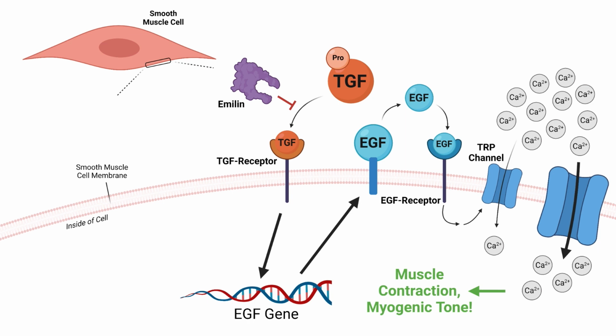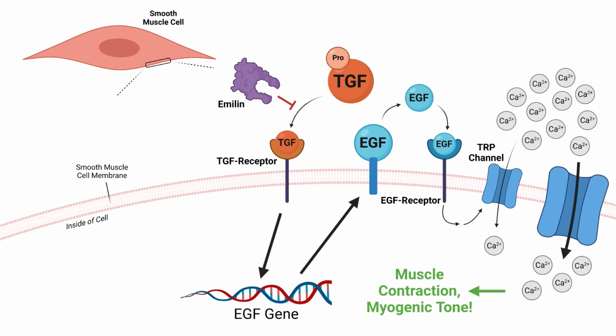The EGF will then be free, and go into the extracellular matrix, into the extracellular space outside of the smooth muscle, and it will bind either other smooth muscle cells, or it will go back and bind itself, which is known as an autocrine action. And the EGF protein will then bind the EGF receptor, which will lead to a series of other signals within the cell, kind of like the TGF receptor had its own other signals. That then triggers the TRP channels that we were talking about earlier, leading to an influx of calcium from outside of the cell into the cell.